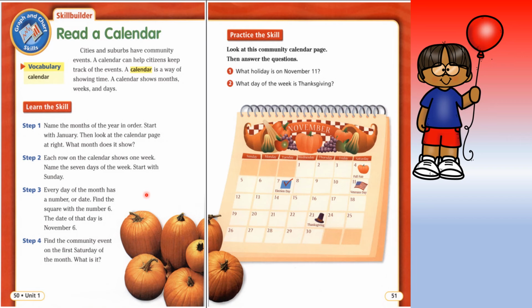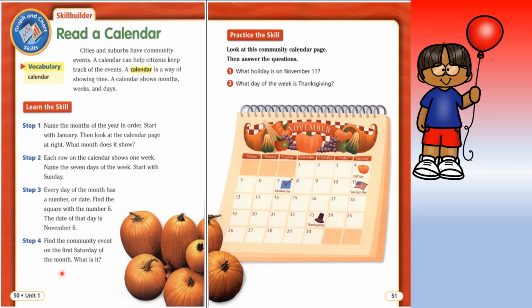Every day of the month has a number or date. Find the square with the number 6. The date of that day is November 6th. Let's find 6. Here we go. So this day is November 6th. What day of the week is it? It's a Monday.